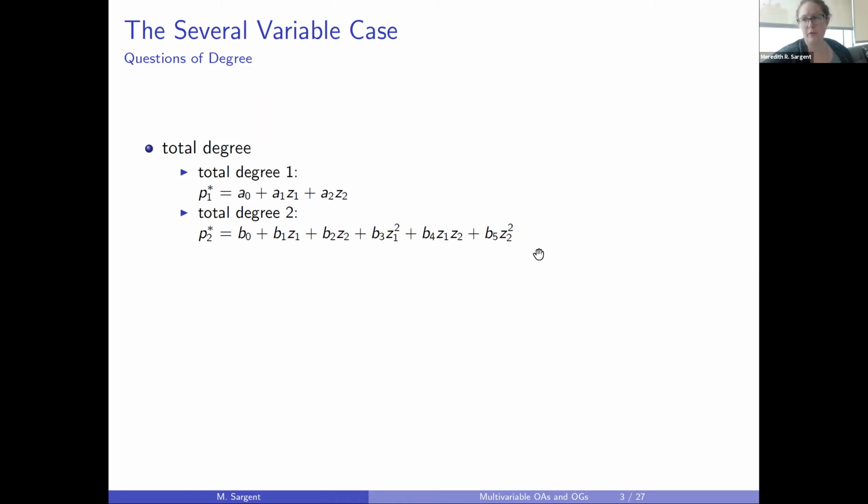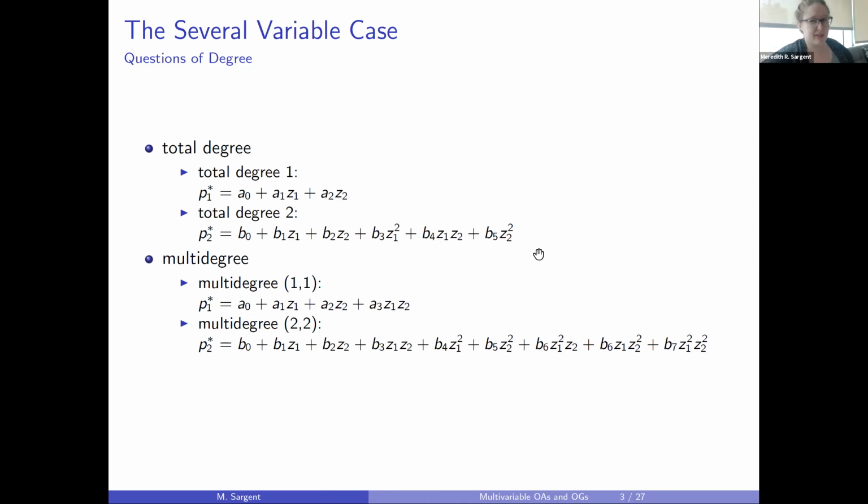Before, I was talking about finding a degree n polynomial that does this approximation. Now, do I think about degree this way? There's also the option of thinking about it in terms of multi-degree, where I think about the degree on each variable. Here I've written out multi-degree 1, 1 and multi-degree 2, 2. You'll notice, again, I'm getting a whole bunch more terms when I do this. This is going to end up causing us problems.